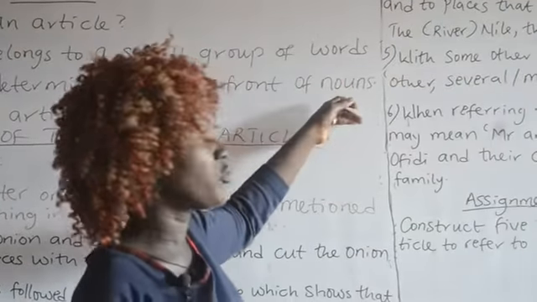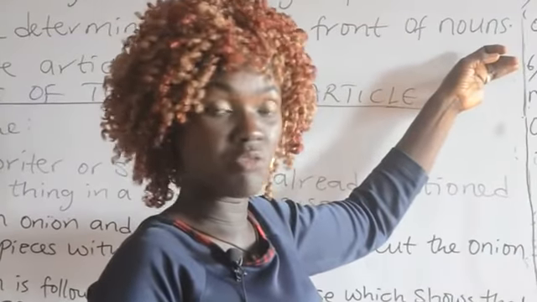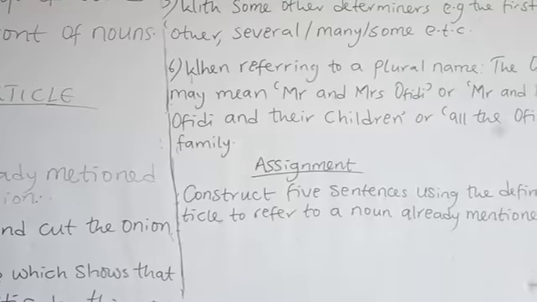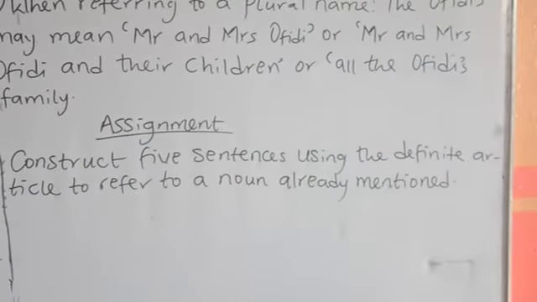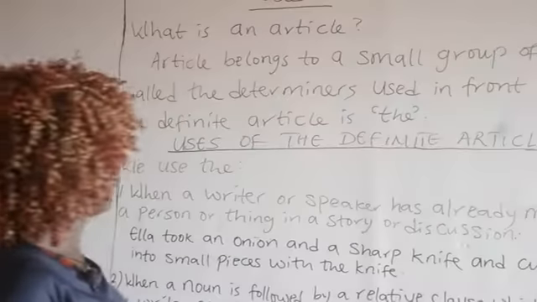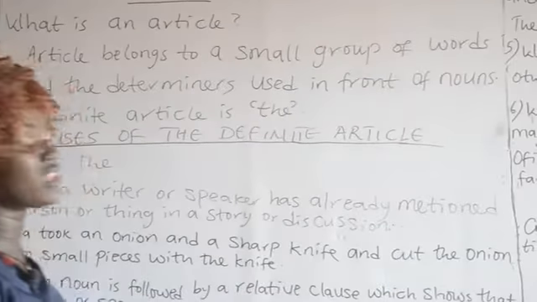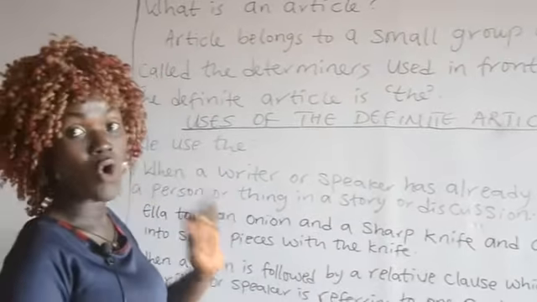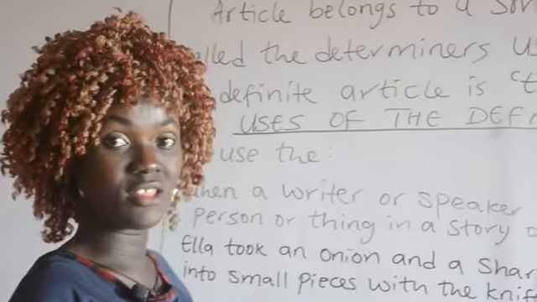So now I'm going to give an assignment which you have to submit when we resume. You have to construct 5 sentences using the definite article to refer to a noun already mentioned, just like we have here in number 1. Construct 5 sentences using the definite article to refer to a noun already mentioned. The noun should be mentioned in the sentence.